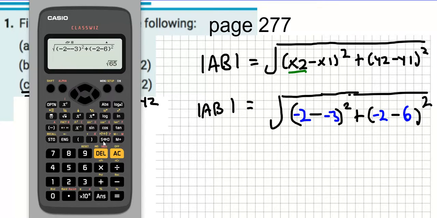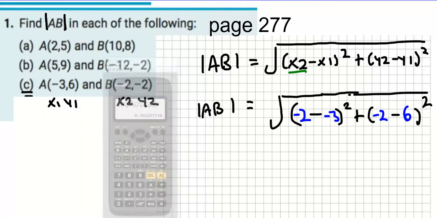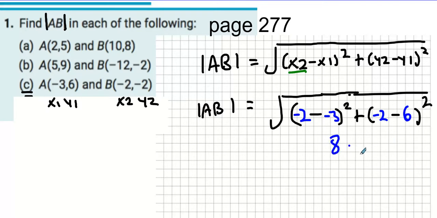And did anybody get root 65 or 8.06? Anybody get 8.06? You did? Okay. Now 8.06. Now I'm going to be pretty lazy with this. Okay. But look at the next one I'm going to do.